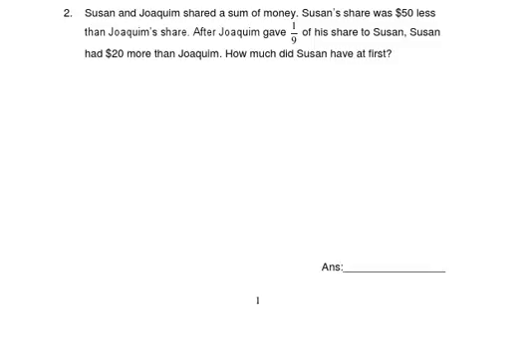Okay, now let's look at the next question. Susan and Joachim shared a sum of money. So two persons shared a sum of money. Susan's share was $50 less than Joachim's share. After Joachim gave 1/9 of his share to Susan, Susan had $20 more than Joachim. How much did Susan have at first?